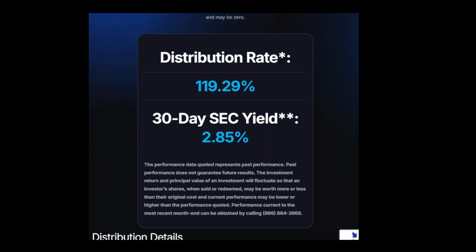When trying to find the right YieldMax ETF, shouldn't I just be looking for the one with the highest distribution rate? And what does that even mean anyway?